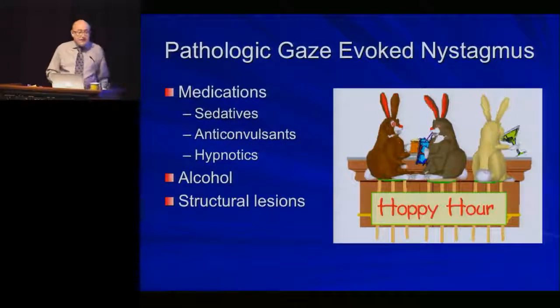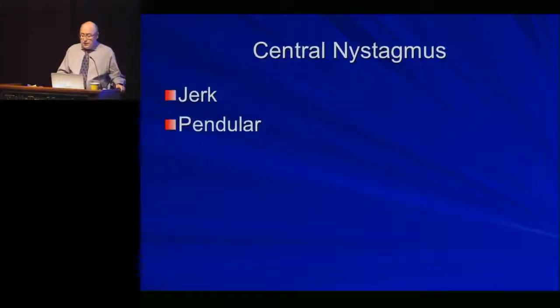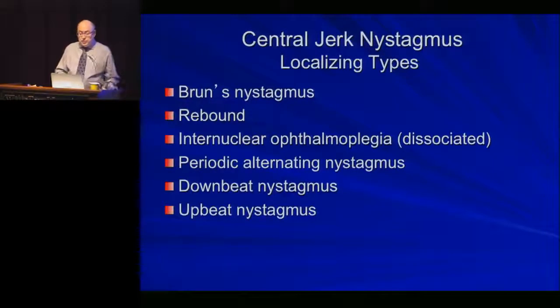Pathologic gaze-evoked nystagmus is most commonly caused by medications. So sedatives, Valium kind of things, anticonvulsants, Dilantin, Keppra, etc., hypnotics, or alcohol or other drugs, or structural lesions of the brain. So we're going to now go over forms of central nystagmus. Okay? They come in two varieties. They're jerk or pendular. So we'll talk about these forms of localizing nystagmus: Brunn's, rebound, INO, periodic alternating, downbeat, and upbeat.